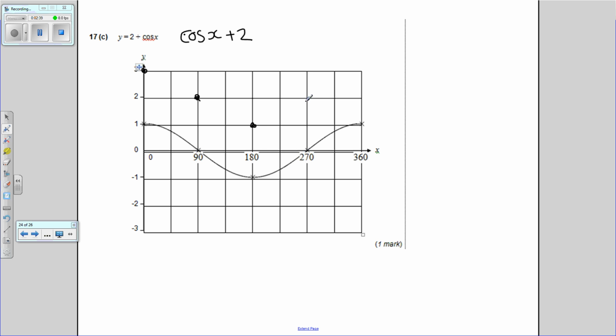This one goes up 2. This one goes up 2. Can't quite work out where it is here. This one goes up 2. So the whole graph just gets translated 2 units up. A bit better than that, hopefully. And that was it. 3 easy marks there.